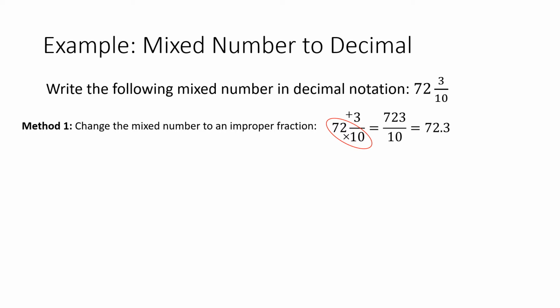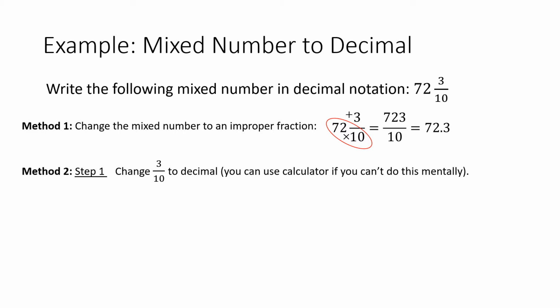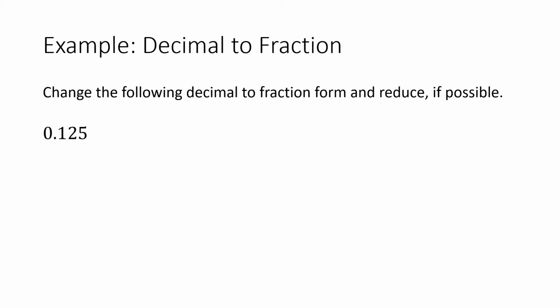Like I showed you in the previous slide, to get that fraction to a decimal, you're going to take 723 and divide it by 10, and that's going to give you 72.3. The second method is actually just to change the fraction part to a decimal, 3 over 10. You can use a calculator if you can't do this mentally. So 3/10 is equal to 0.3. The next step of method 2 is to add the whole number 72 and the decimal 0.3 to get my final answer of 72.3.